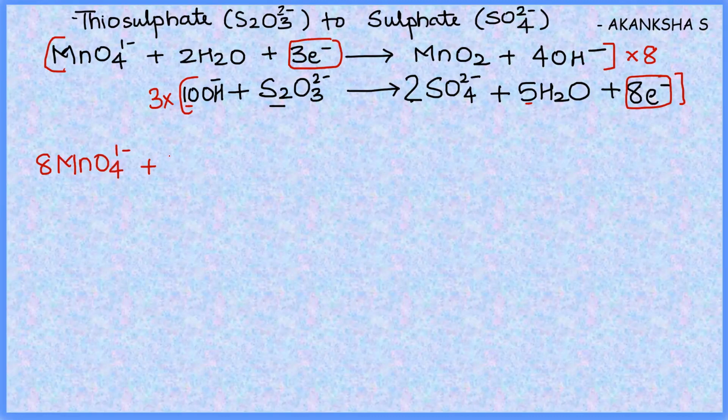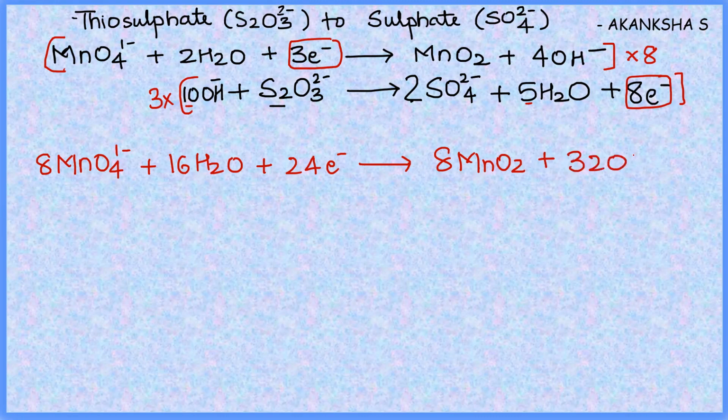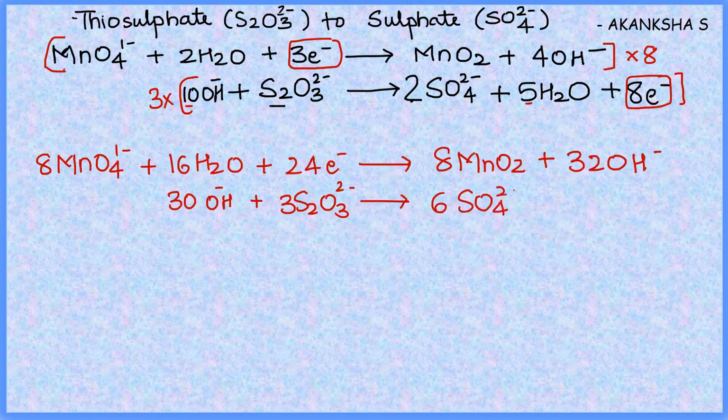8 MnO4 1 minus plus 16 H2O plus 24 electrons, giving you 8 MnO2 plus 8 4s are 32 OH minus. Here 3 10s are 30 OH minus plus 3 S2O3 2 minus. Okay, 3 2s are 6 sulfates and 3 5s are 15 H2O and 3 8s are 24 electrons.